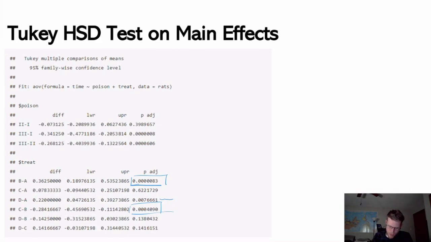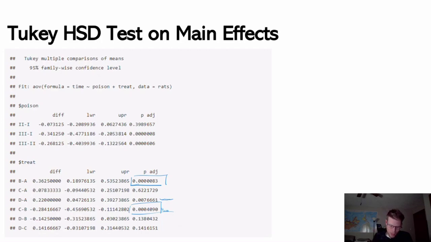So A is different than B. C is different than B as well. And then A and D shows a little bit of difference as well. So that gives us a little bit of insight into where these differences are emerging, which exactly poison or treatment seems to be the most or the least effective.